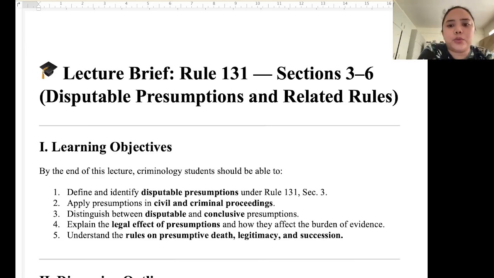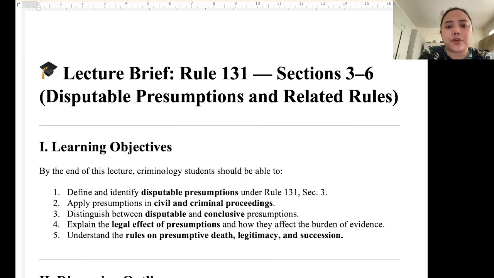So we will move to Rule 131, Sections 3 to 6, Disputable Presumptions and Related Rules. Class, again, please refer to the module for more detailed information regarding this topic. The module is named Module 13, Part 2. However, this is only the module for Module 13. Sala lang ang pag-name sang file.